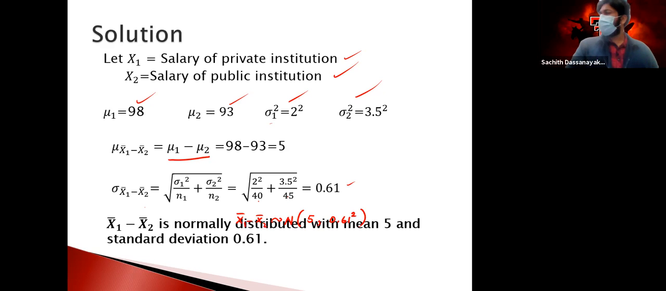I think this is not in your notes. I'll upload this one, I just edited these notes. Clear? This is how we find the distribution of x1 bar minus x2 bar.